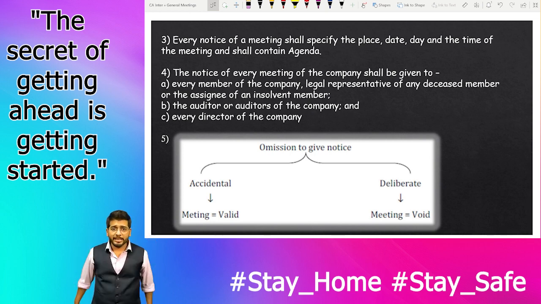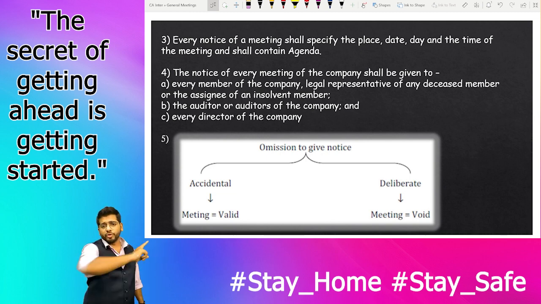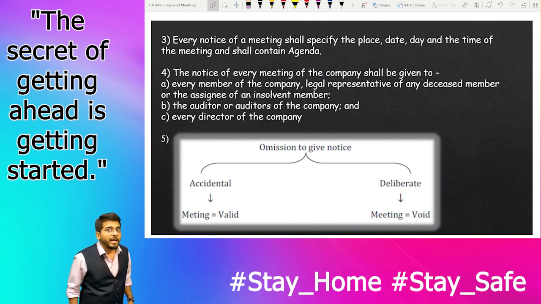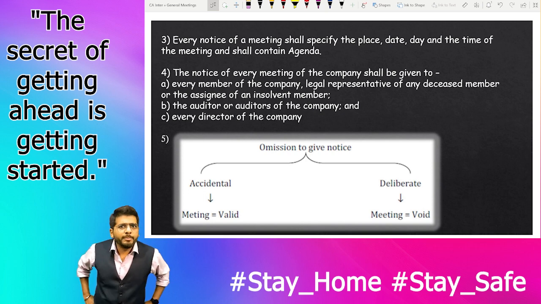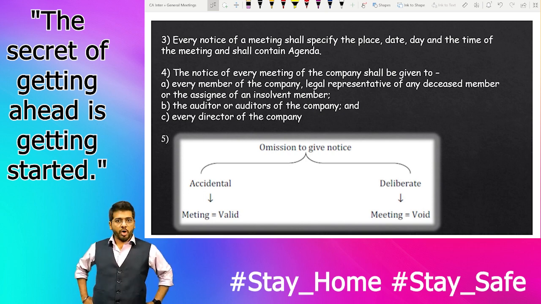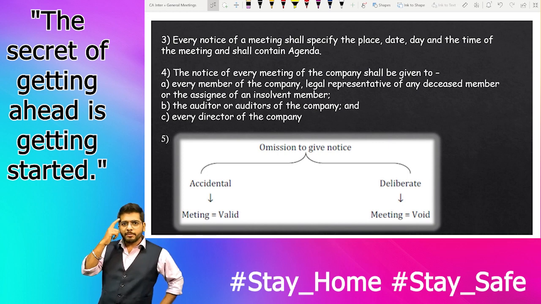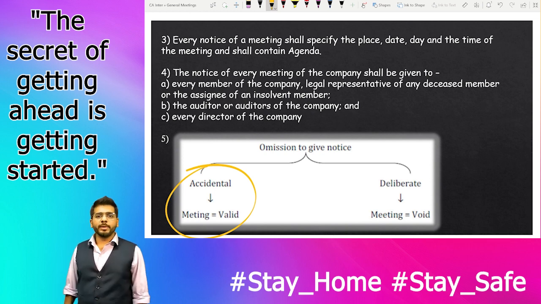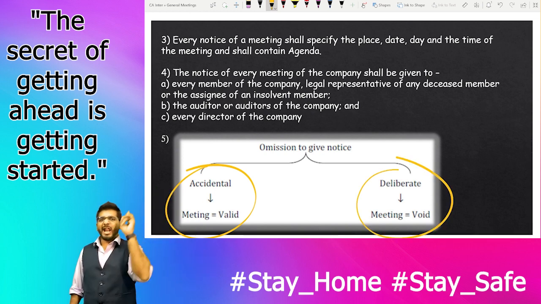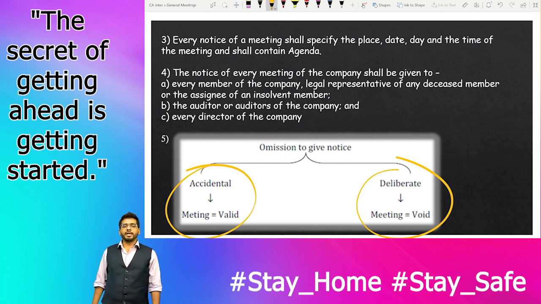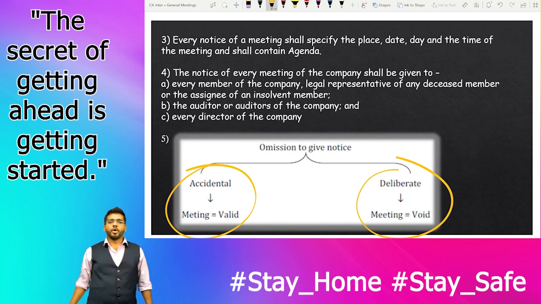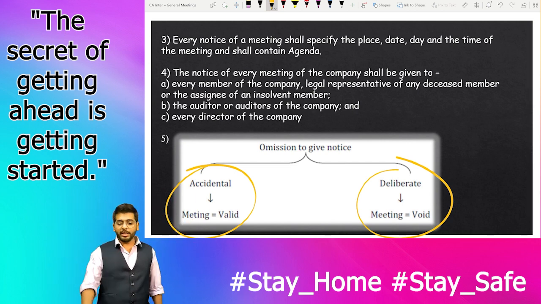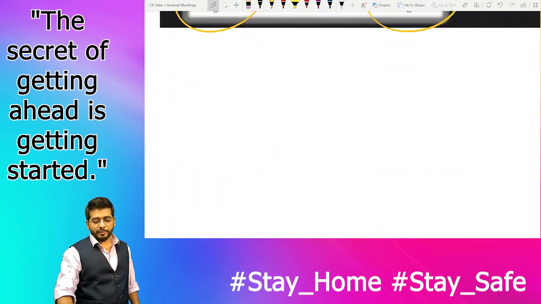And if the company does not send the notice to anyone, any member, we will investigate and check whether it was by mistake or intentionally done by the company. If it was accidental, then no problem, the meeting will be considered valid. But if it is found that it was deliberately done by the company, then the entire meeting will be called off. All the proceedings done at the meeting will be considered void, totally void. Is that clear, everybody? Yes or no?